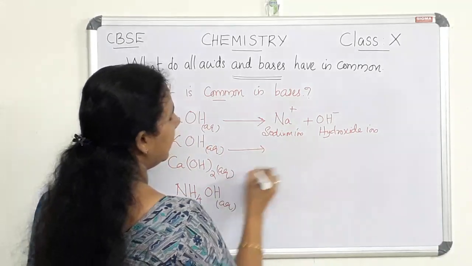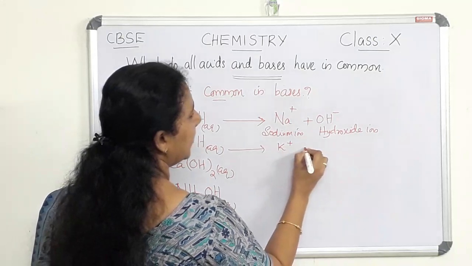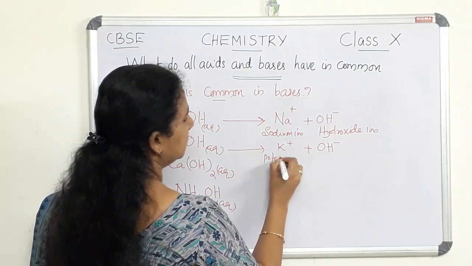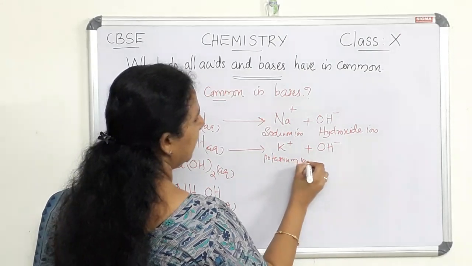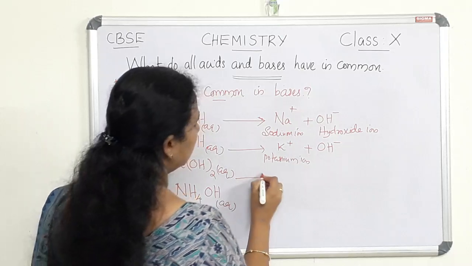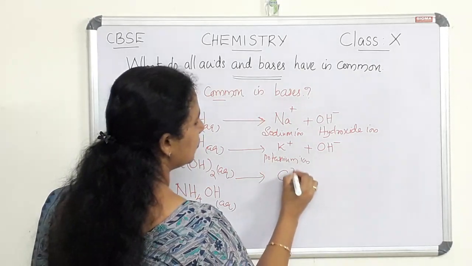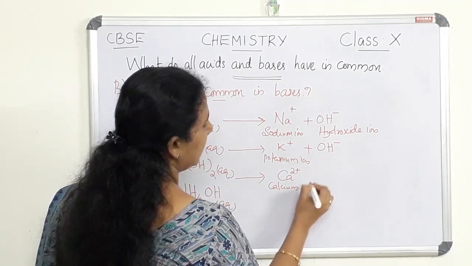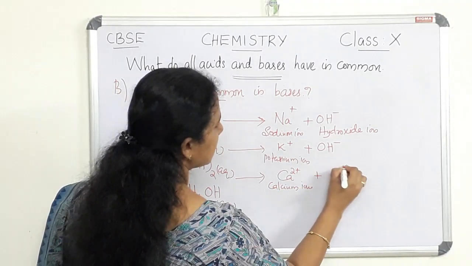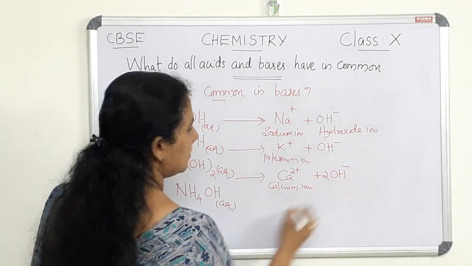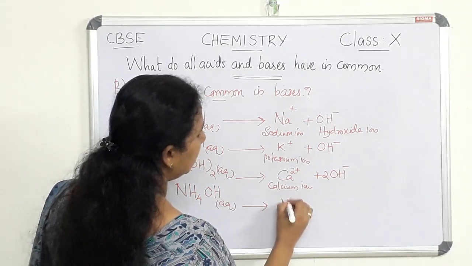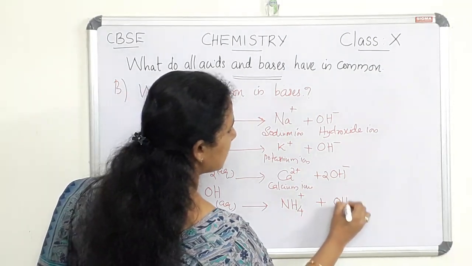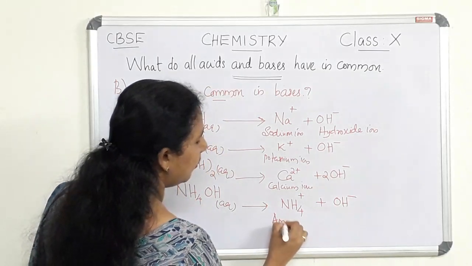In the case of KOH, we can see K+ plus OH-. So this is the potassium ion and a hydroxide ion. In the case of calcium hydroxide, Ca2+, the calcium ion, and a hydroxide ion. Next, ammonium hydroxide dissociates to produce ammonium ion and hydroxide ion. So this is the ammonium ion.